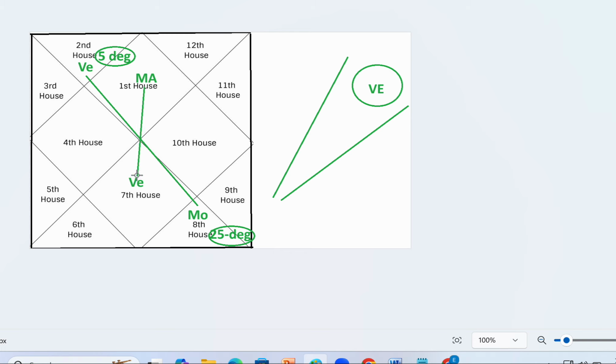Now all the karakas, they will tell you everything about Mars and Venus conjunction. But that's not so. Mars is at 2 degrees, Venus is at 28 degrees. There is no influence of Mars on Venus.